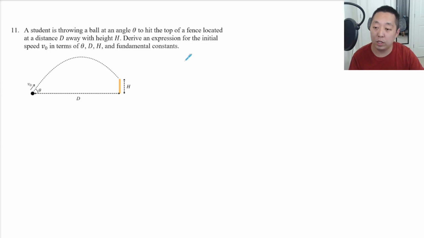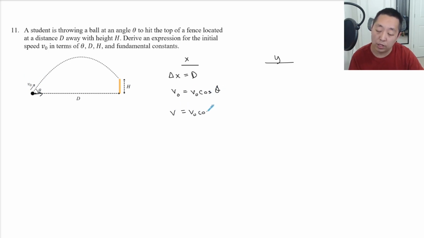Okay, so let's look at our horizontal and vertical variables. The displacement in the horizontal direction is d. I'm trying to figure out v0, but in terms of v0, the horizontal speed is v0 cosine theta. Final velocity is also v0 cosine theta, although not that important. The acceleration is 0, and the time is unknown.